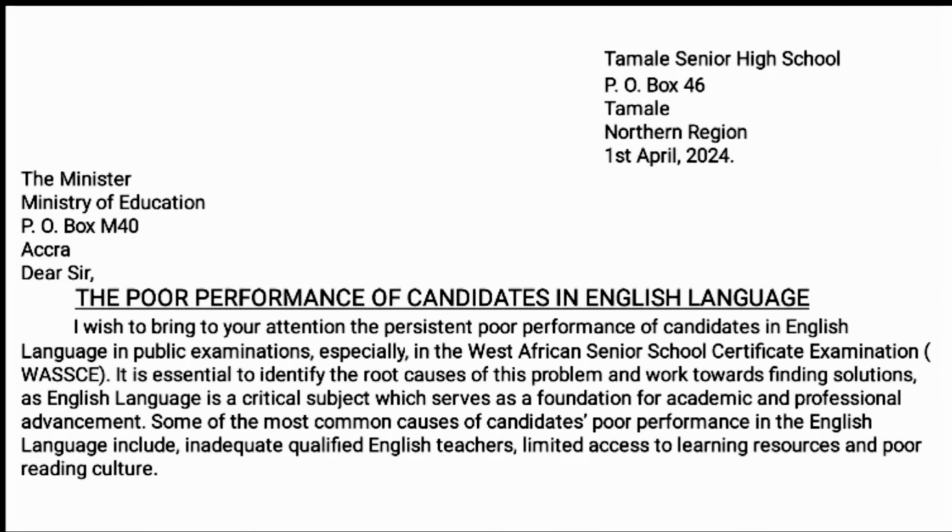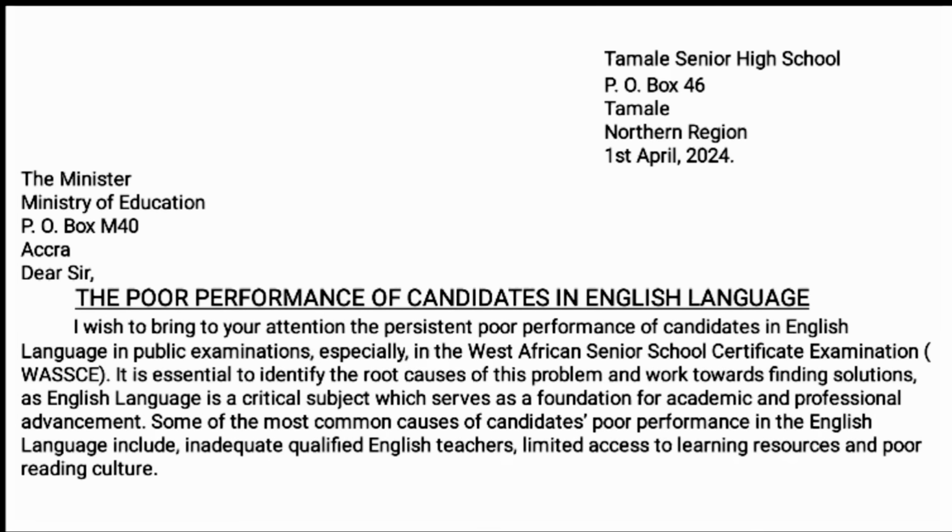So, this is an example of an introduction. You could write it in another way. For example, it could be written as, I wish to draw your attention to the causes of candidates' poor performance in English language in public examinations. Then you go ahead and mention some of the causes.